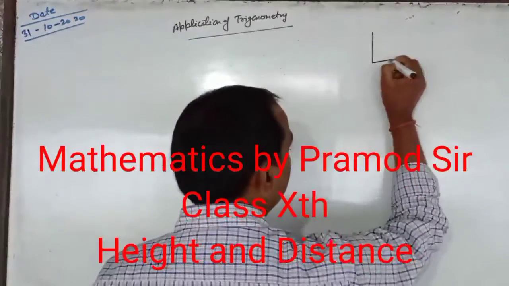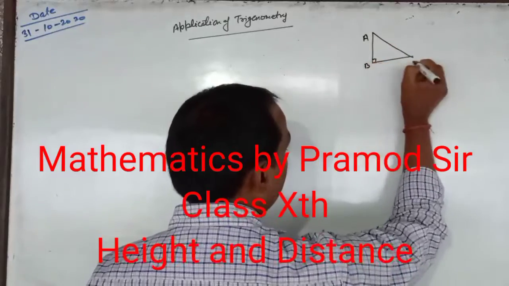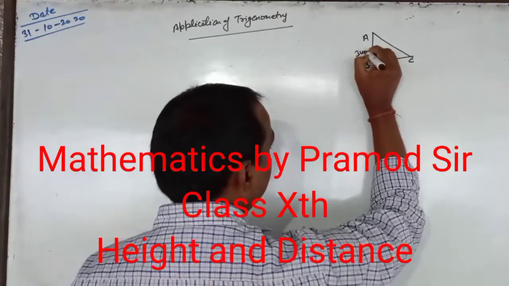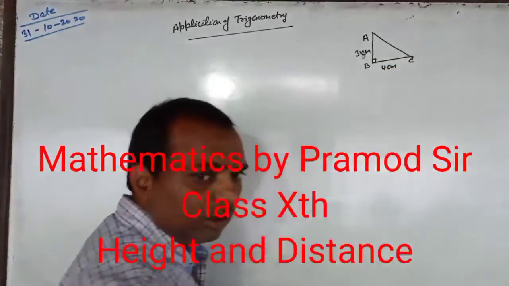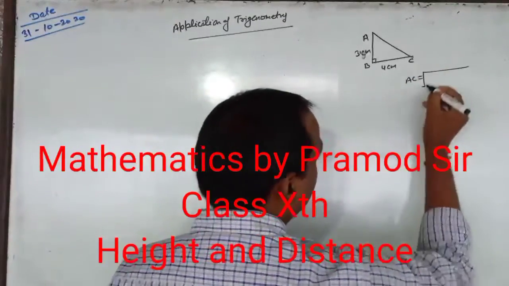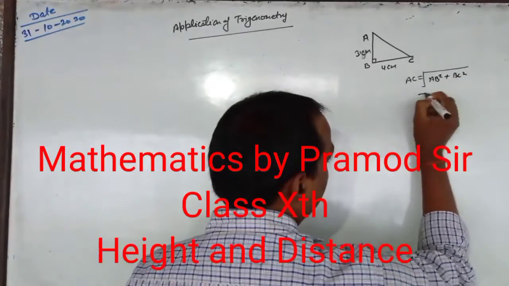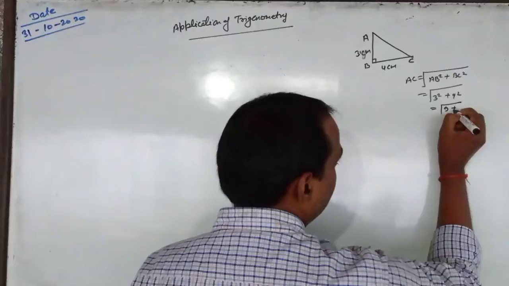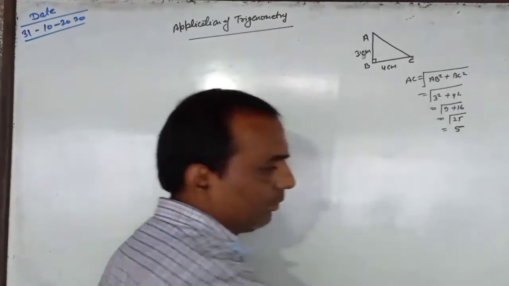For example, in a right angle triangle, right angled at B, if two sides are given, AB is 3 cm, BC is 4 cm, and we have to find AC, then we can use the square root of AB square plus BC square. It means 3 square plus 4 square, 3 square is 9, 4 square is 16, sum is 25, square root is 5.